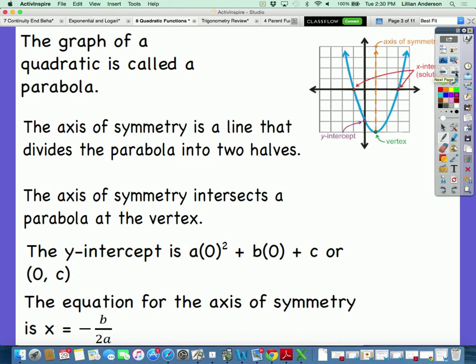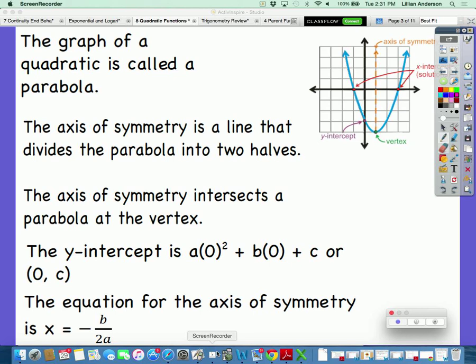The graph of a quadratic, we all know, is a parabola, yes? It's like a U. The axis of symmetry, raise your hand if you've never heard axis of symmetry before. Even better. Alright, so the axis of symmetry is a line that divides the parabola into two halves. And what's special about the axis of symmetry is that it intersects the parabola at the vertex, which means whatever you figure out for the axis of symmetry is actually the x-coordinate of your vertex. Okay?